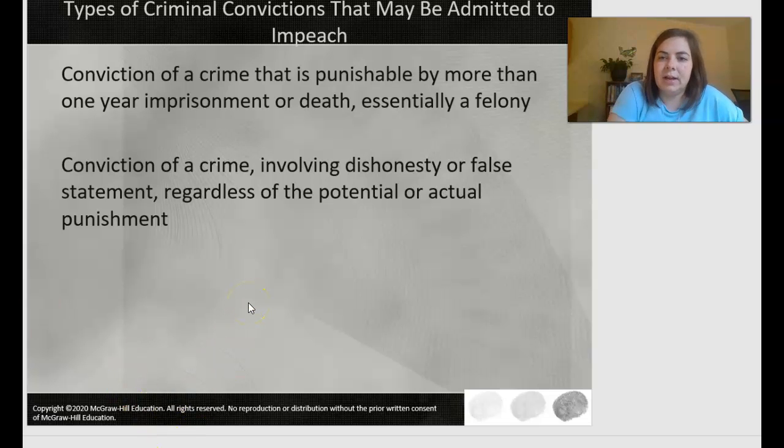When we are dealing with crimes that can be admitted to impeach, these are felonies. You have to have the possibility of being punished for more than 1 year on the table, or it needs to be a crime of dishonesty, regardless of whether or not you were punished. So something like embezzlement or perjury are always going to be relevant for impeachment.